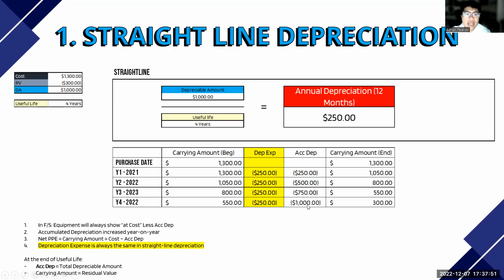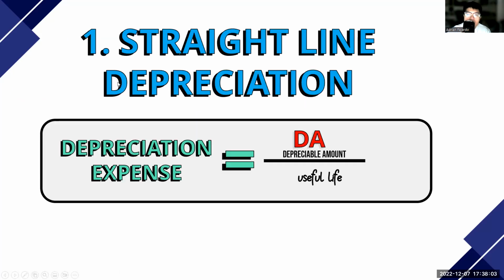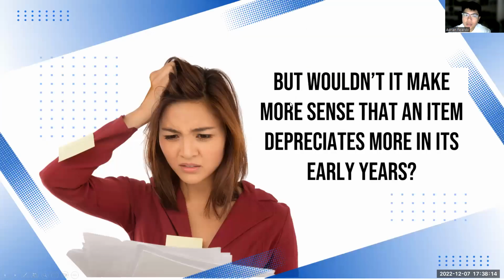And then at the end of the useful life, again, please take note of this. At the end of the useful life, to check kung tama yung pag-depreciate nyo, this 1,000 is equal to your depreciable amount and this 300 is equal to your residual value. So that sums up our straight line depreciation, right? Next. Now, there are other methods of depreciating. And the next one I'll talk about is declining balance.